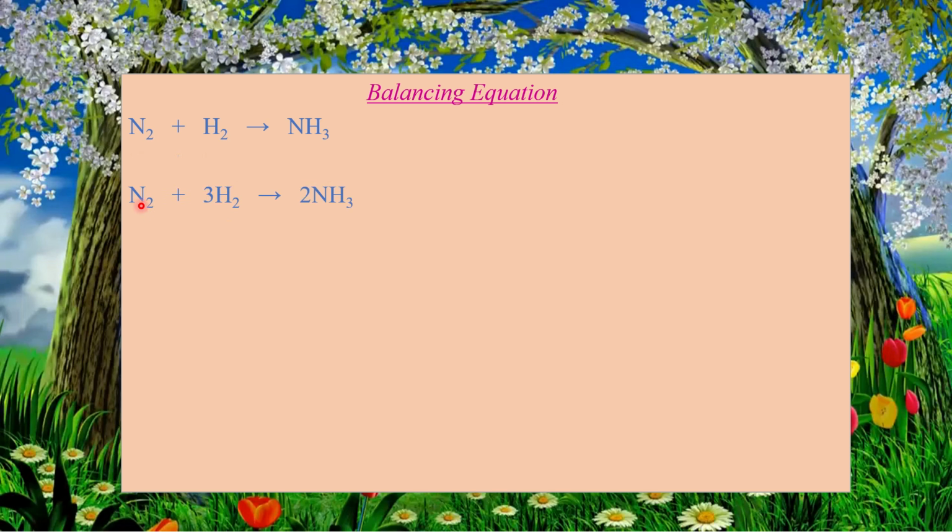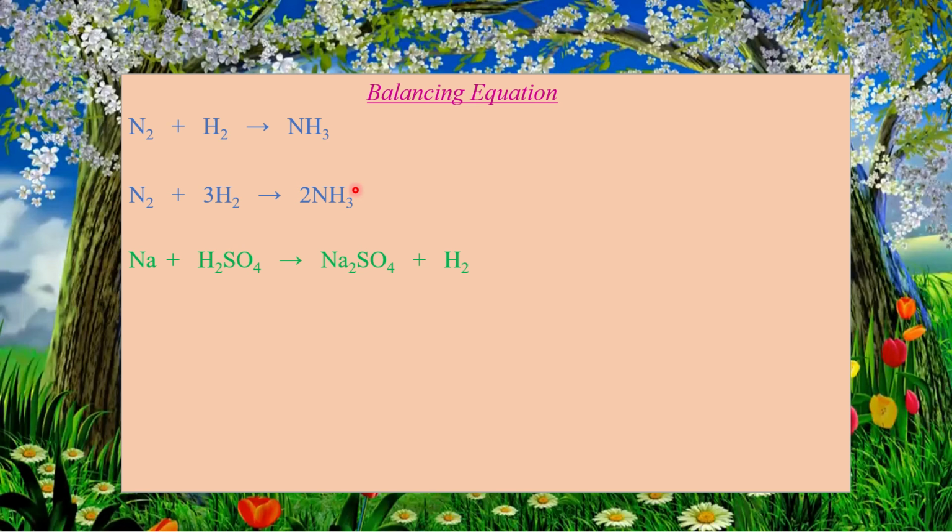So the balanced reaction will be nitrogen plus 3 hydrogen gives 2 molecules of ammonia. So here 2 atoms of nitrogen, 6 atoms of hydrogen, and on the product side 2 atoms of nitrogen and 6 atoms of hydrogen. Dear students, when any number is written on the left side of a compound, that number is multiplied with all the atoms present in the compound. There are 2 molecules of ammonia, so there are 2 atoms of nitrogen and a total of 2 times 3, 6 atoms of hydrogen. Now you can prove this balanced reaction.